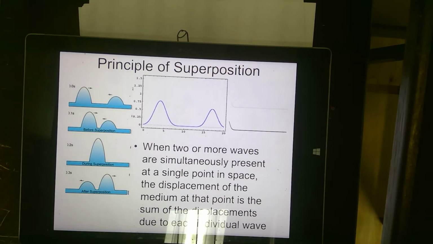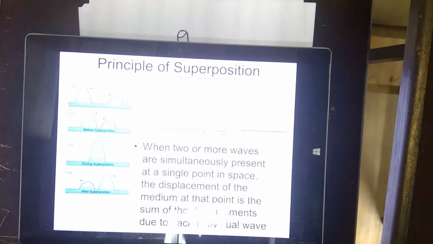two separate waves. This is called the principle of superposition. Basically, the way it works is this. Unlike matter, waves can occupy the same space at the same time. So when they are right on top of each other, which is what superposition is, what you see is that they end up adding up.